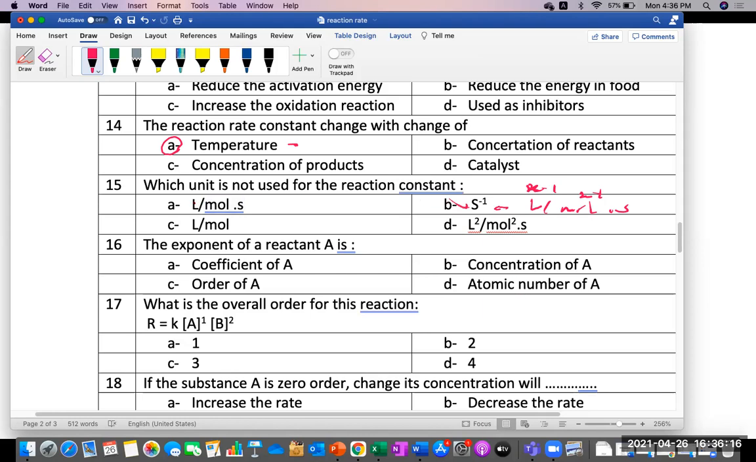This one we have L and mole 1 and 1. You have 2 and 2. Here we don't have second. So this one is not used for the reaction constant.